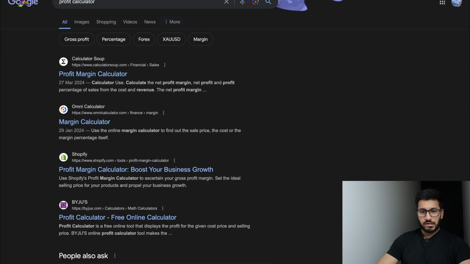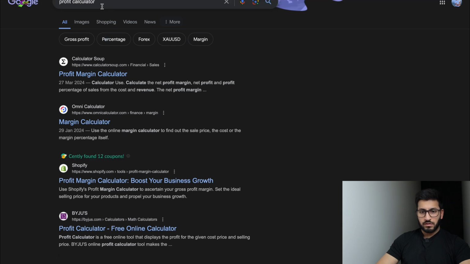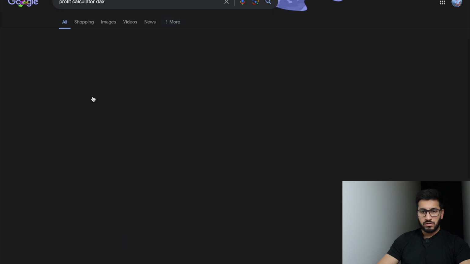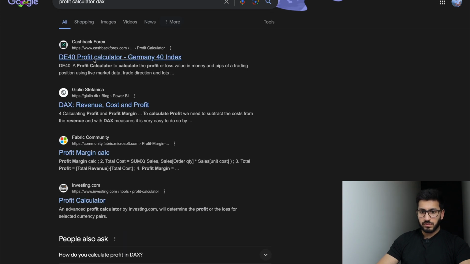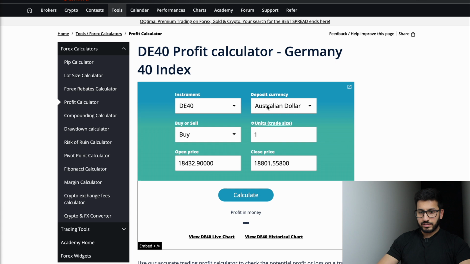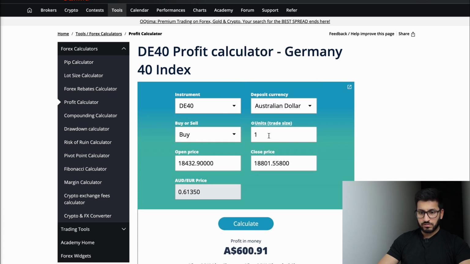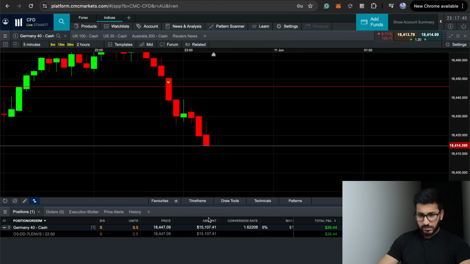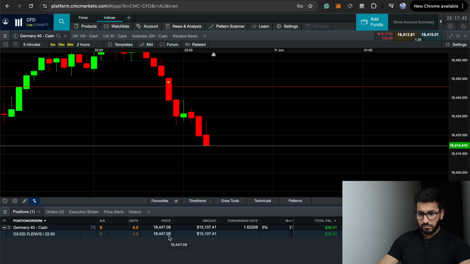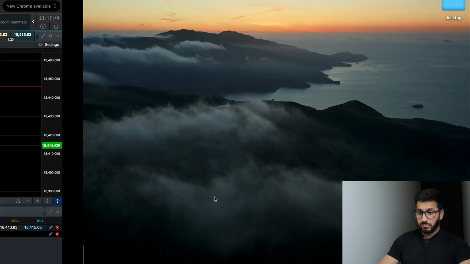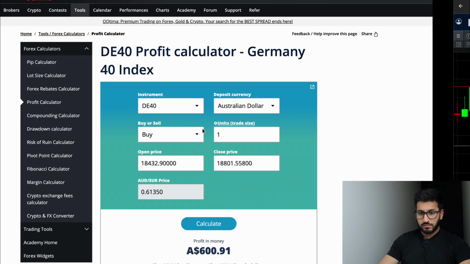Calculator. Tax. So you go here, whatever the first one comes on. D40, Australian dollar, because my currency is there. Buy, this is your units, open price, close price. This is the price where you've entered, which in our case is 18,447 here, 0.09 right here. And if you see where we are, 18,414.